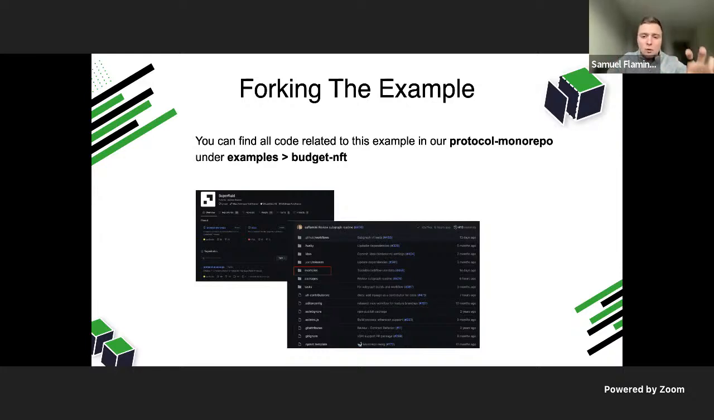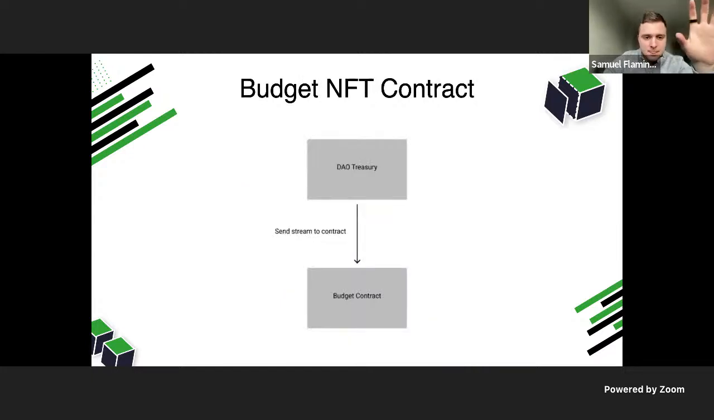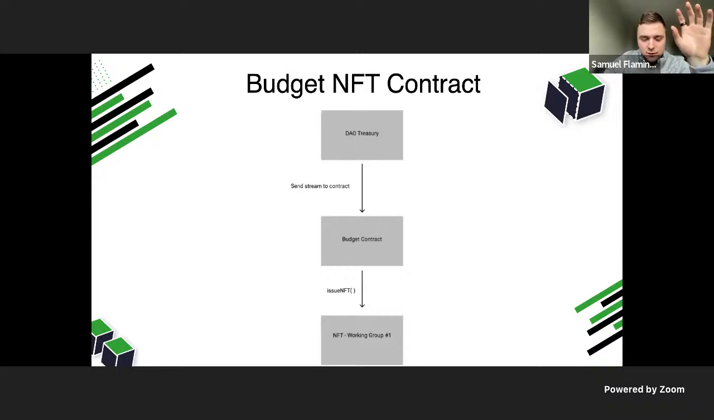And to give you one more quick idea of how this logic will work, right? Number one, we're going to send a stream to the budget NFT contract. Number two, we're going to use the issue NFT function to issue an NFT to working group one. What that issue NFT function will do is also open up a stream to the owner of the NFT. And then anytime the NFT changes hands, the stream changes who it's being sent to, right? So if you transfer the NFT, the new owner of the NFT will then receive that stream, right?